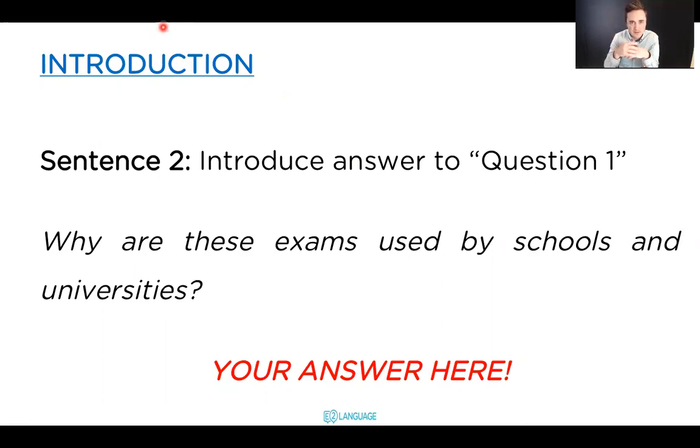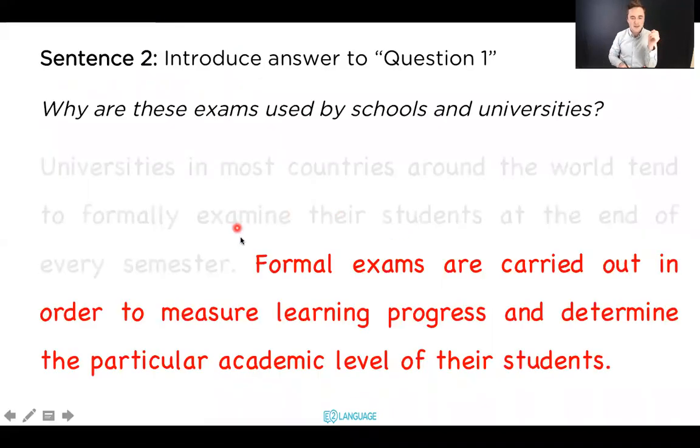If I was just standing next to you and I said, why are formal exams used by schools and universities? And you would say, formal exams are used, well, let's see what I wrote. I wrote this, formal exams are carried out in order to measure learning progress and determine the particular academic level of their students. That's why they're used. To measure learning progress and to determine a particular academic level. This is my answer.